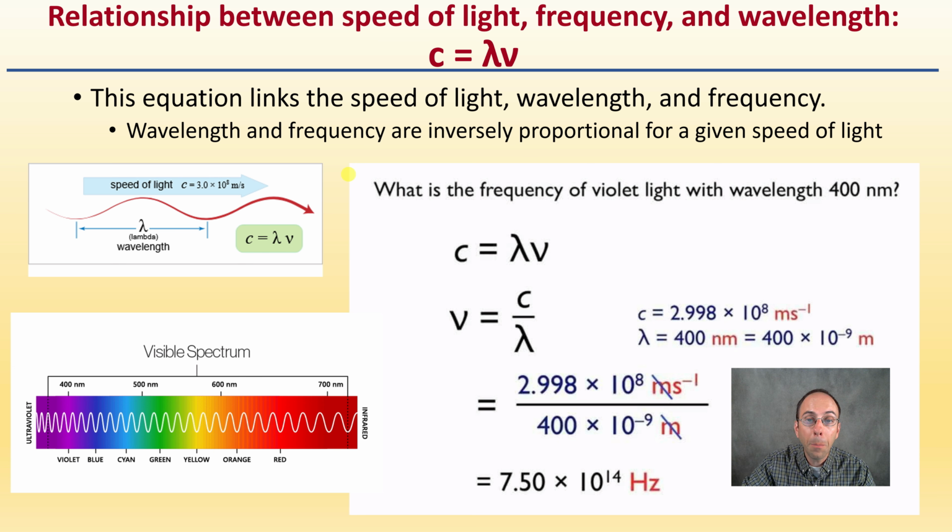To give you another example here, the frequency of violet light with a wavelength of 400 nanometers. You can go through the process here. We can see that the speed of light is constant. I provide you with the wavelength in nanometers, and we have to then convert that to meters. Simply plug that into the equation, and we should get 7.50 times 10 to the 14th Hertz.